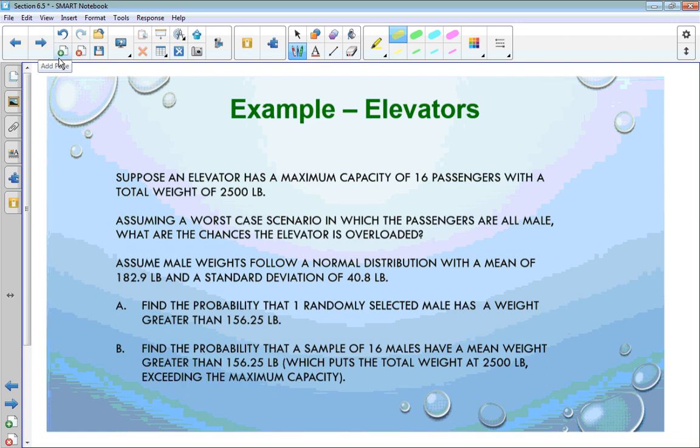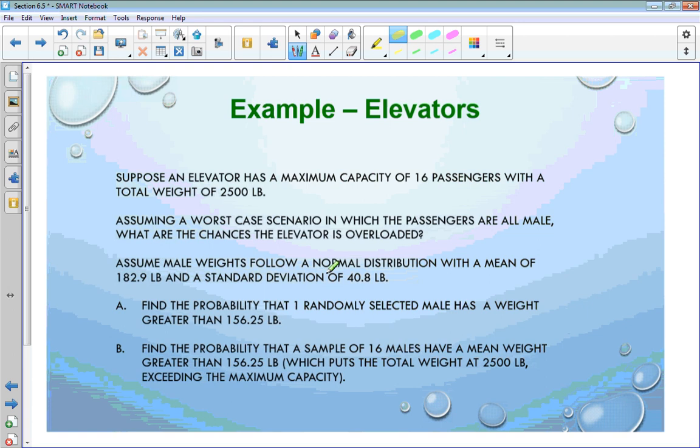So here's an example to do. Suppose an elevator has a maximum capacity of 16 passengers with a total weight of 2,500. So many times you get on an elevator and you'll see those signs, maximum capacity, how many passengers, and it also gives a total weight. Assuming a worst case scenario in which the passengers were all male, what are the chances that the elevator is overloaded? Well, let's make some assumptions here. Assume that the male weights have a normal distribution with a mean of 182.9 pounds and a standard deviation of 40.8.